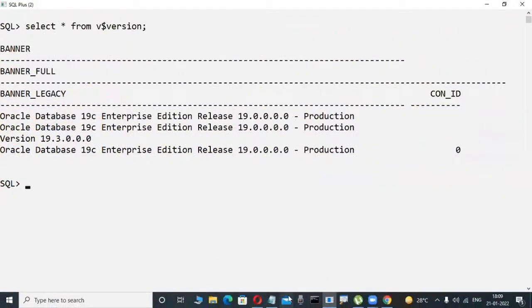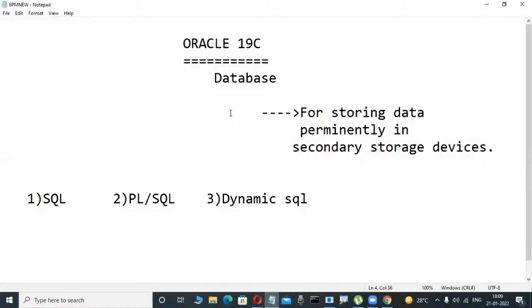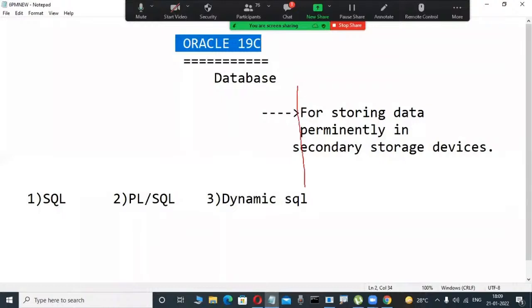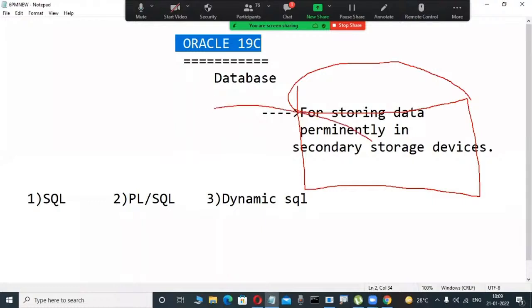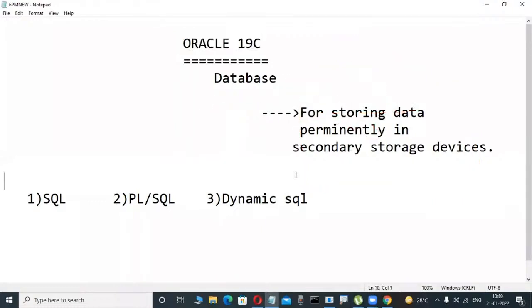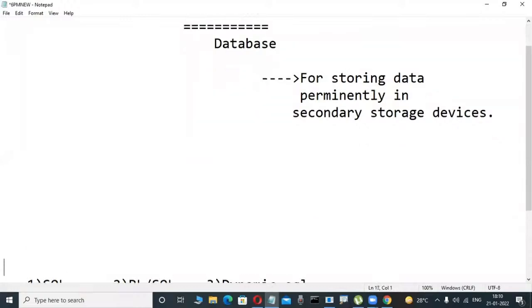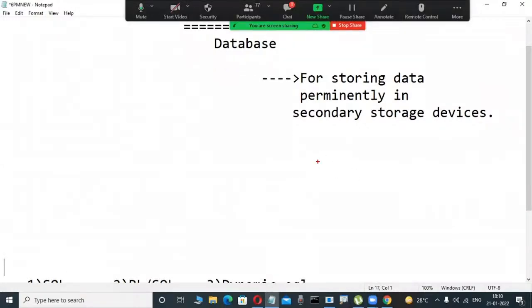What does database mean? Once we install Oracle software, some place is automatically created on the disk. In this place, we permanently store data. Unfortunately, these types of databases are relational databases, and these database software have been available from 1970 onwards.